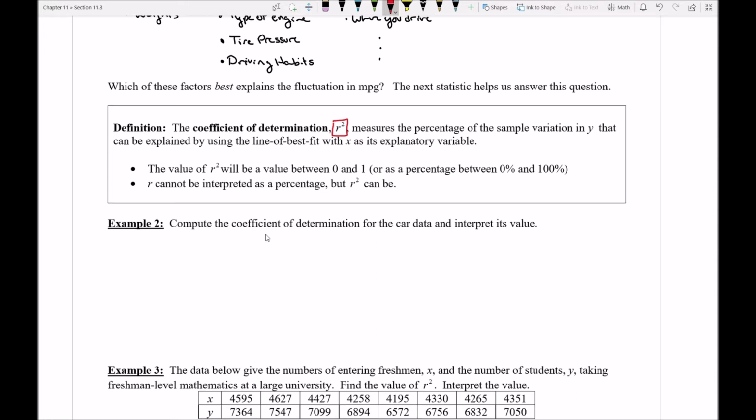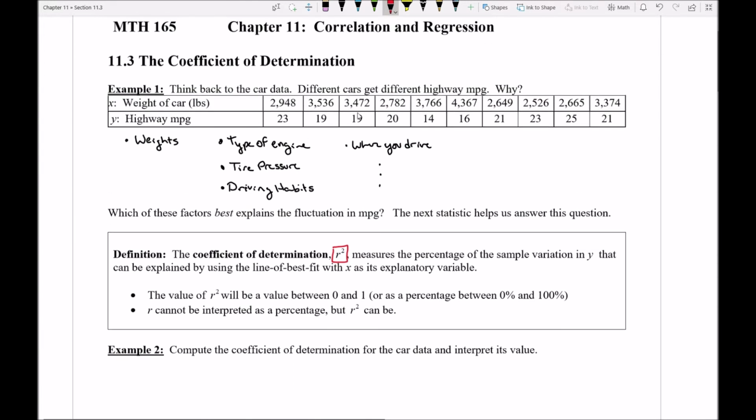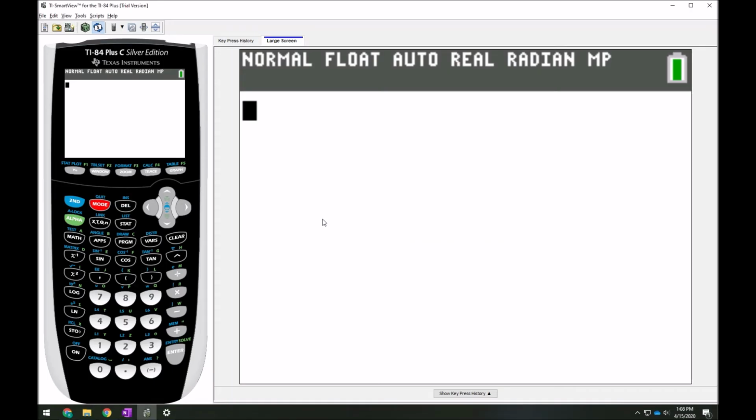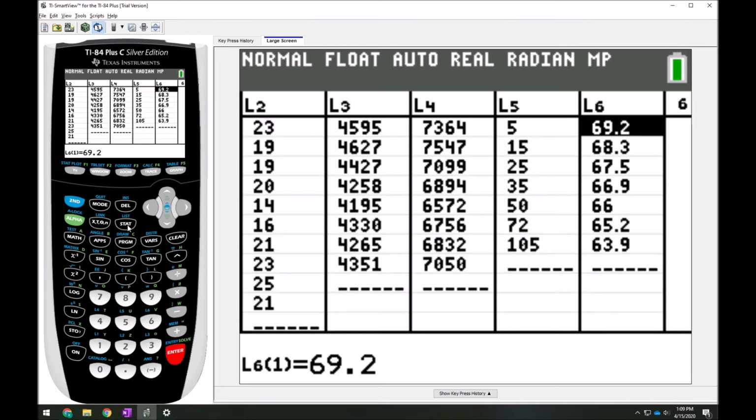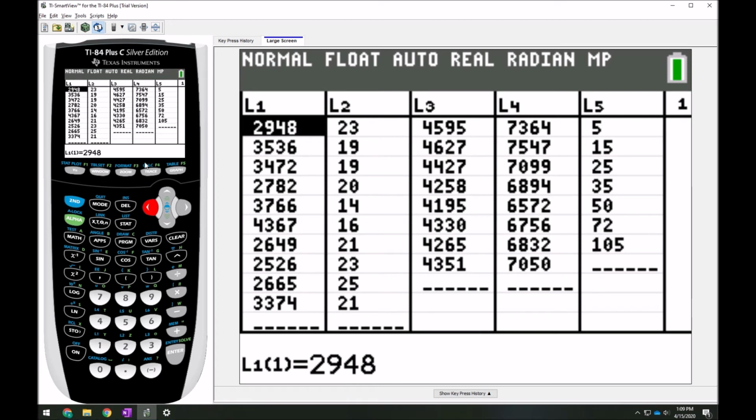I want to compute the coefficient of determination for the car data that's up above and interpret the value. Okay, so the first thing that I would need to do in order to do this is click on the Stat button, go to Edit, and make sure that all of my data is entered into lists. Now, as you can see here, I've already gone ahead and entered in the data that I need for the cars here, and I've actually entered the data for all the rest of the problems that we'll do in this section as well. I'd ask you right now to go ahead and pause the video, enter your numbers, and then you can hit play the video again to see me work through this question.